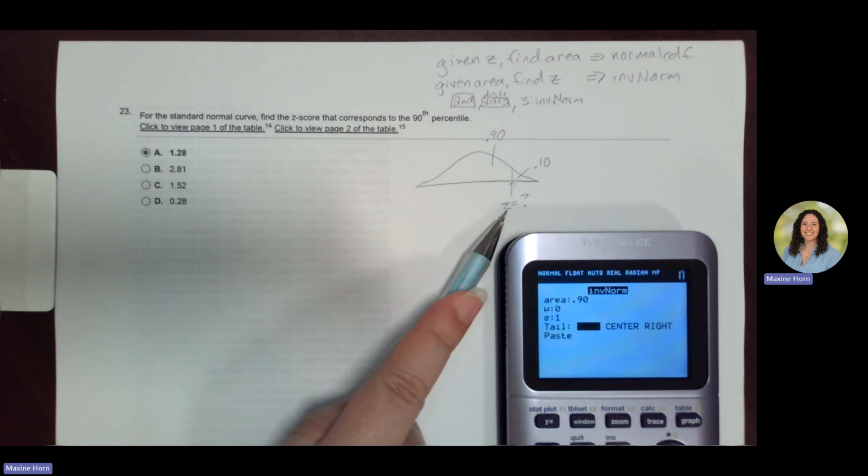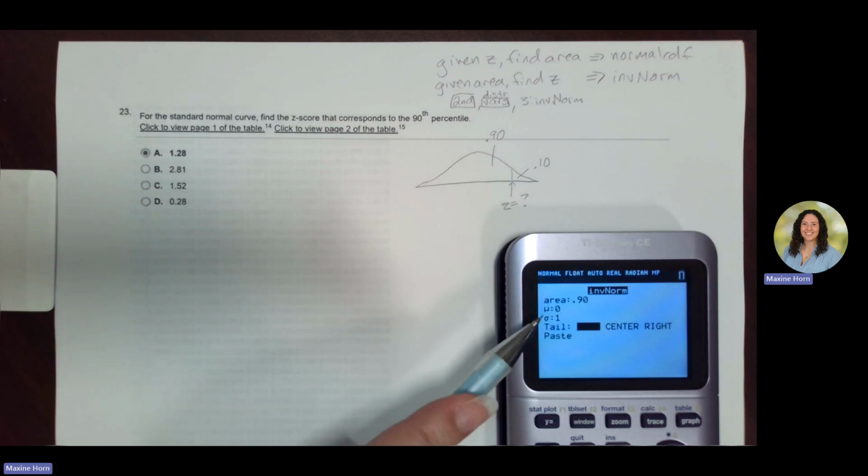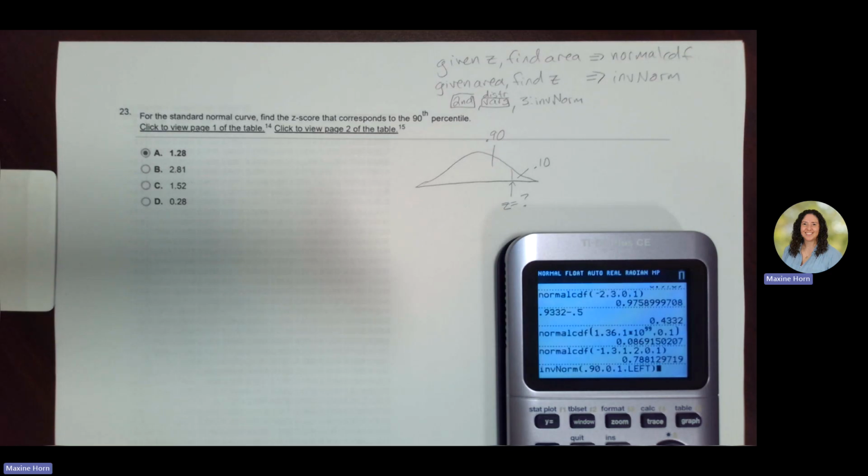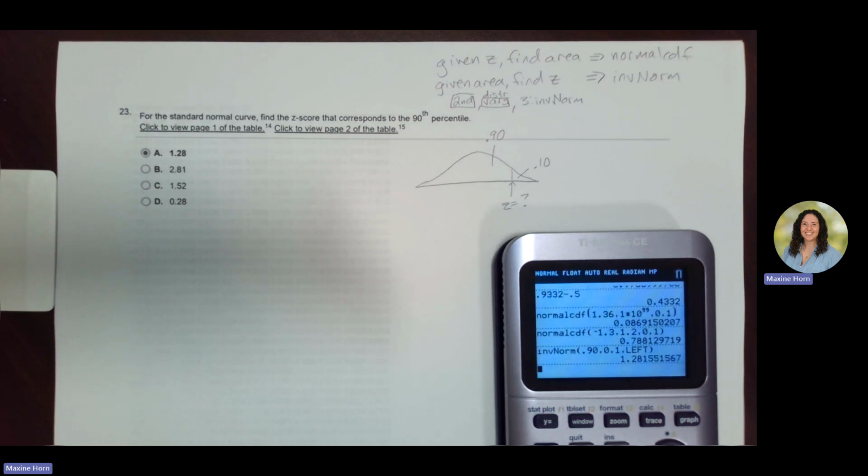The value we're trying to find is a z-score, which is why we're leaving our mean and our standard deviation as 0 and 1. And then we arrow down, we say paste, and then enter. And that's our z-score. And it's as easy as that, right? Go to the correct menu in the calculator, make sure you're giving it the correct information, that you're giving it the area to the left, and then have it calculated.